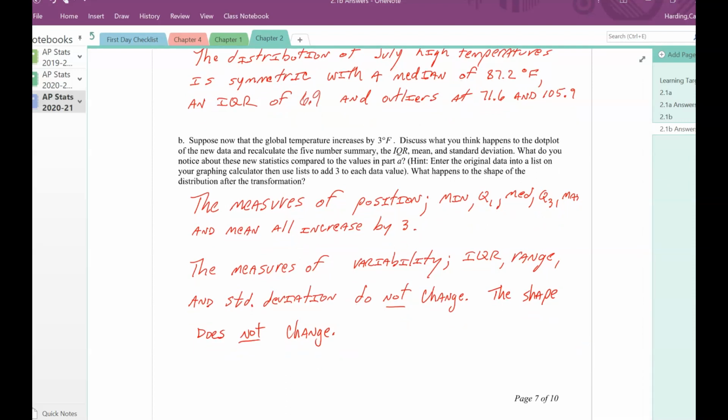All of those increase by 3. The measures of variability, however, that's IQR, range, standard deviation, they actually do not change. The distance between points has not been altered at all. Everything has been just shifted up 3. The shape of the graph also does not change.